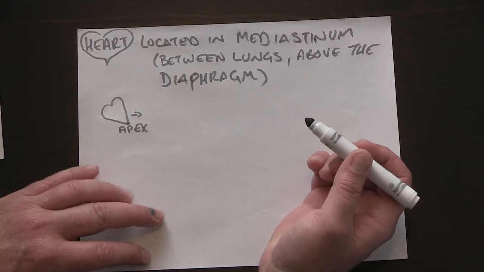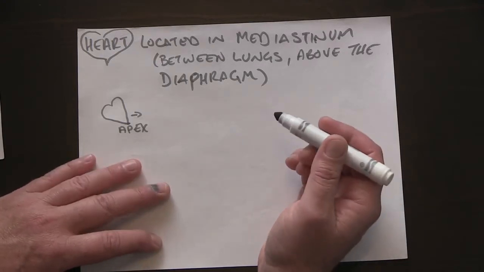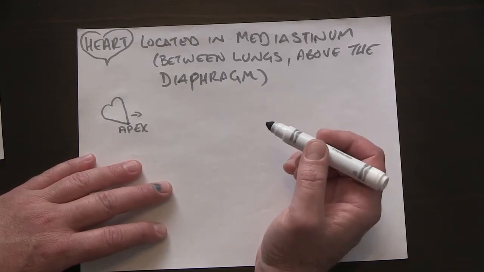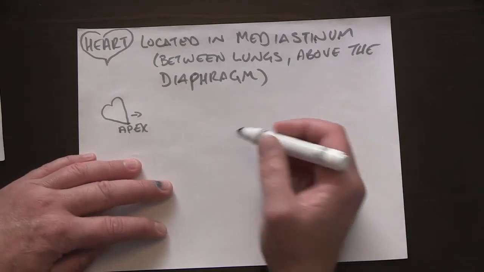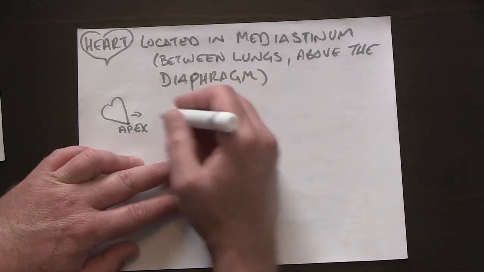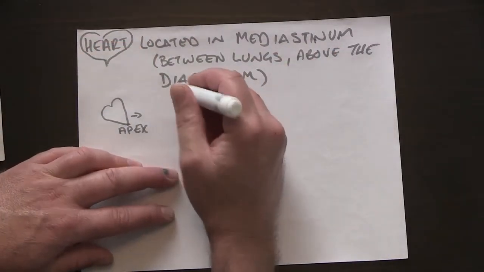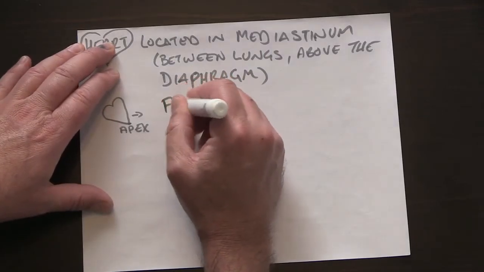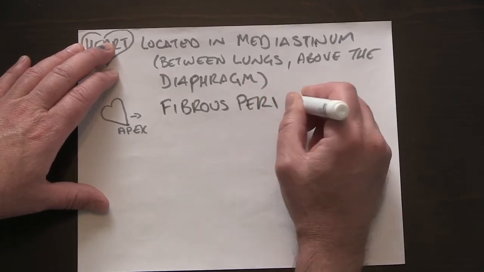If you remember from, I think it was day one, we started talking about the visceral peritoneum and the parietal pleura and all that. Well, the heart itself is covered. Well, let's back up. We'll start from the outside and go in. So the whole heart and everything inside of it is surrounded by what's called the fibrous pericardium.